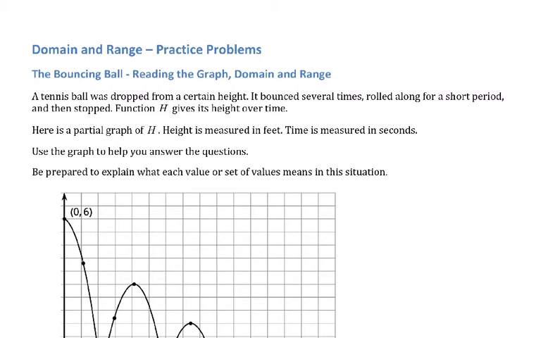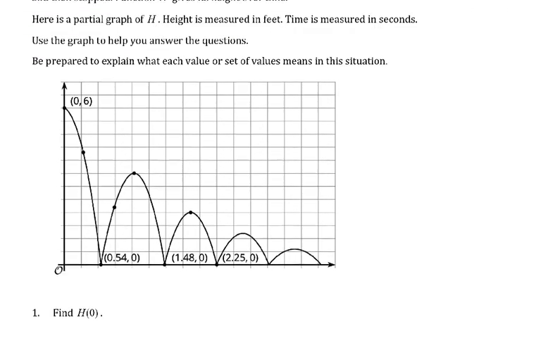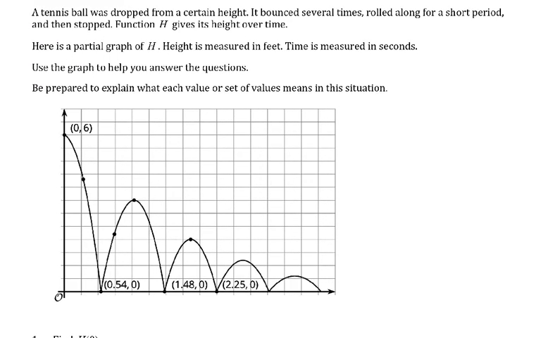It's telling us that we have a ball that was dropped from a certain height. And obviously here, if I'm looking at it, I'm just going to make note. So it looks like it was dropped right here, and then this is when it hit the ground. It bounced, right? So a tennis ball was dropped from a certain height. It bounced several times and rolled along for a short period and then stopped. So that's what this is about.